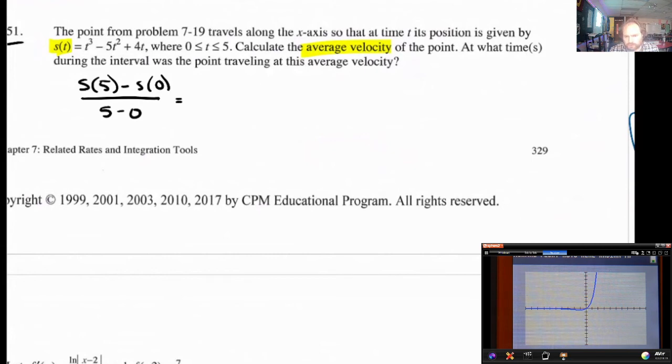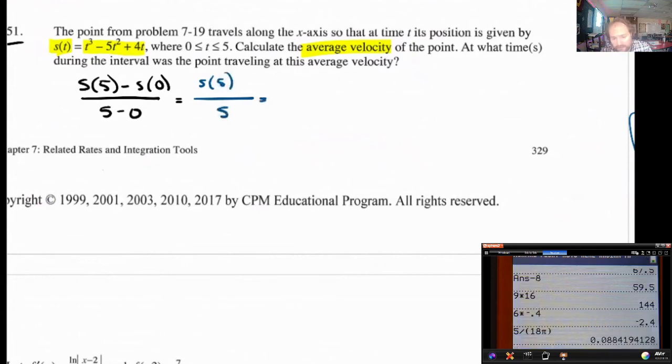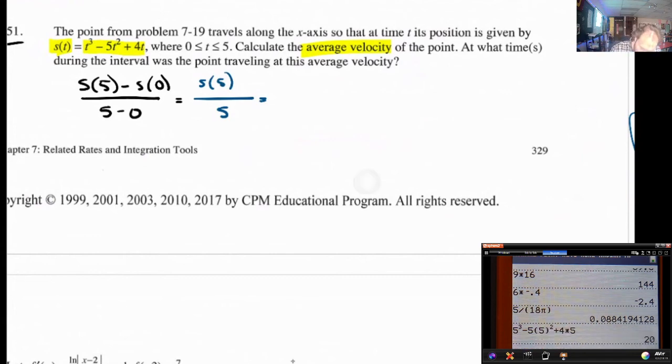This actually won't be too tough to do. I noticed right away that if you plug in 0, all those t's become 0. So this is really just s of 5 over 5. S of 5 is going to be 5 to the third power minus 5 times 5 squared, which is also 5 to the third power, plus 4 times 5. Didn't need a calculator for that. That's 20. And so this is 20 over 5, and that's 4. The average velocity is 4 units per second, I guess. Oh, it's on the x-axis, so there are no units.